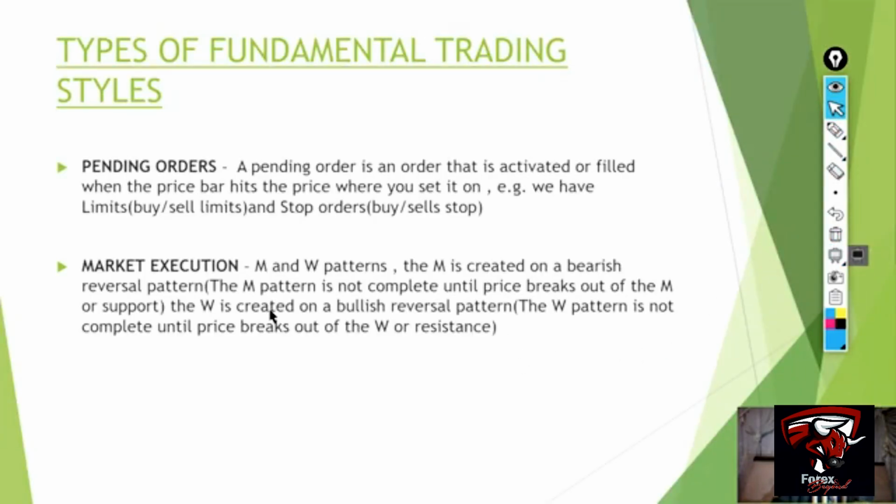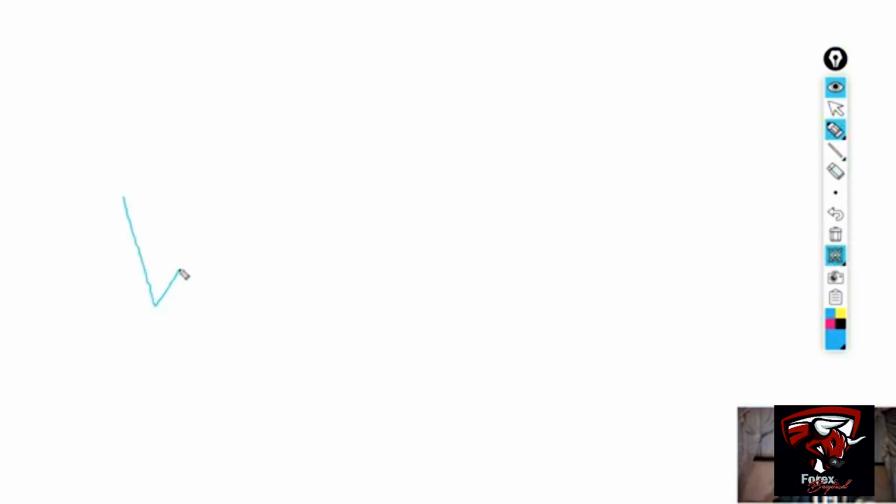Now, the W is created on a bullish reversal pattern, meaning the W pattern is not complete until it breaks out of the W or the resistance. Similarly to the M, we have 3 types of Ws. We have the increasing W, we have the normal W, and lastly we have the decreasing W.